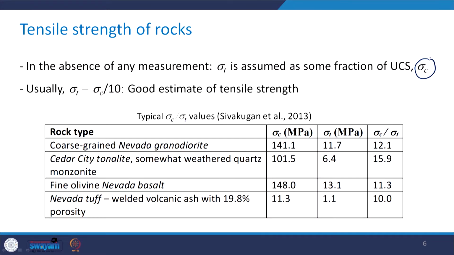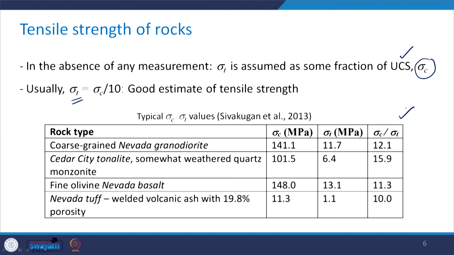Now, in the absence of any measurement, that is, let us say we are not able to conduct the Brazilian test or any test for that matter to determine the tensile strength of rocks, then this tensile strength is assumed as some fraction of UCS, that is unconfined compressive strength, which is represented by sigma c. Usually this tensile strength is taken to be 1/10 of the UCS value. So, this more or less gives you a good estimate of tensile strength.